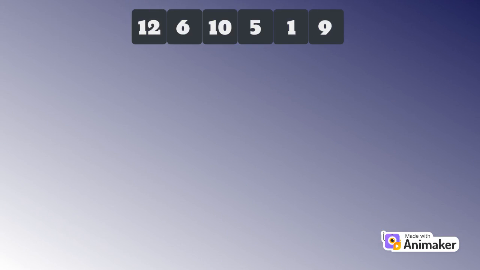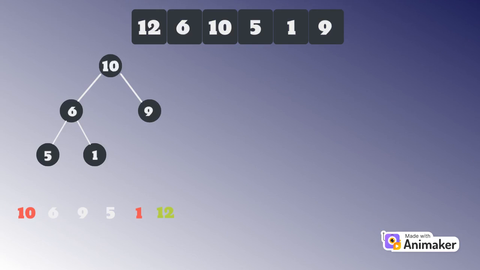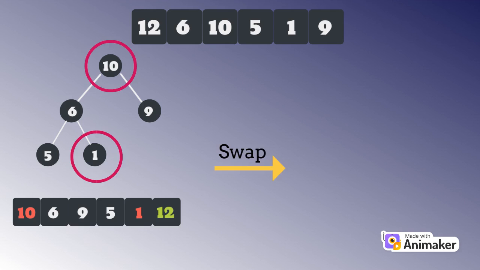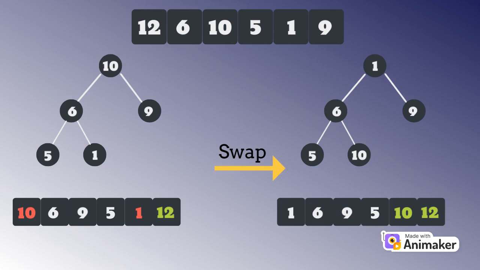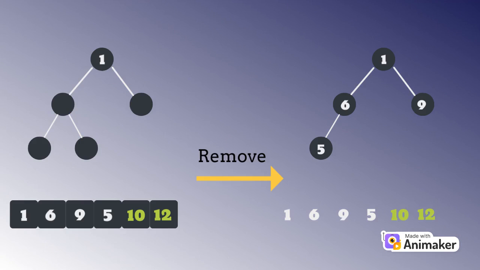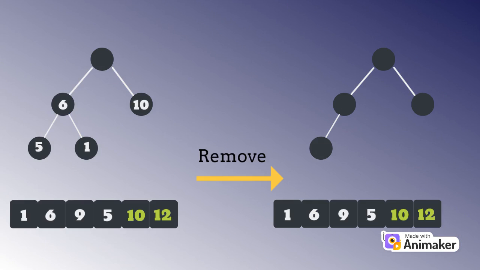After removing the element 12 and heapifying the array, we obtain the following tree. Swap the first and last node of the heap. Now the element 10 is in its correct position. Remove the element 10 from the heap.